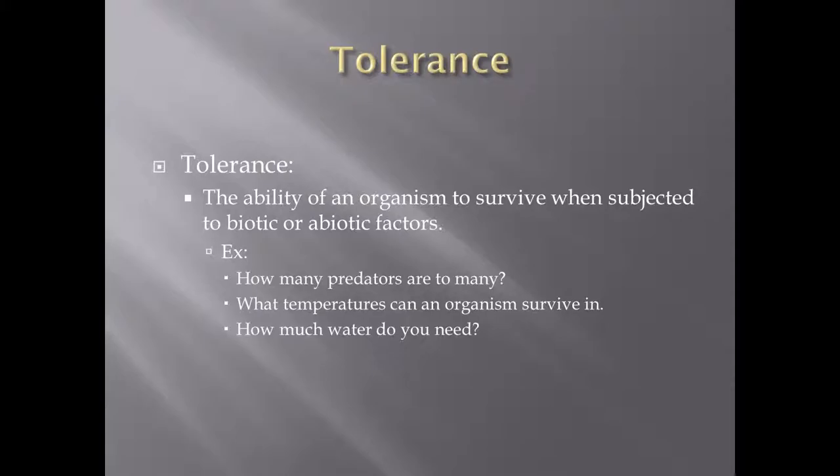Next idea, tolerance. Tolerance is the ability of an organism to survive when subjected to biotic or abiotic factors. Another way to word this is that tolerance is your ability to resist limiting factors. So, a good example might be how many predators are too many. If there are too many predators in an ecosystem, that's going to potentially destroy the population. It'll kill all the animals in the area. If it becomes too cold or too hot, that could end up killing the organism as well.